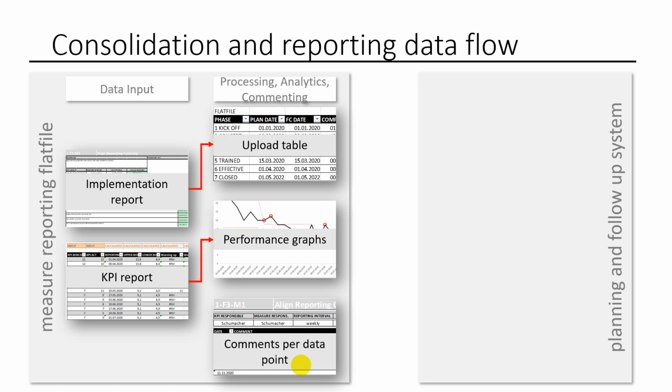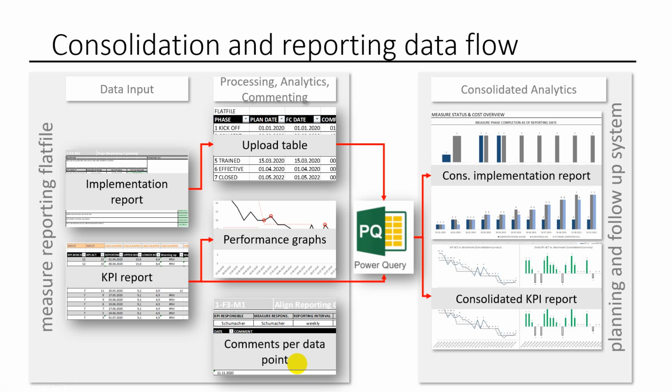Whereas the implementation report gets transformed into an upload table in the background of the measure reporting flat file, the KPI report will also give you a performance graph where you can check the measure performance without even consolidating, and when measure performance gets critical, comment on that per data point. Last but not least, KPI report values and implementation report values will be consolidated by means of Power Query. That is a functionality within the planning and follow-up system, and provide the information needed to see the consolidated KPI reports and the consolidated implementation report.